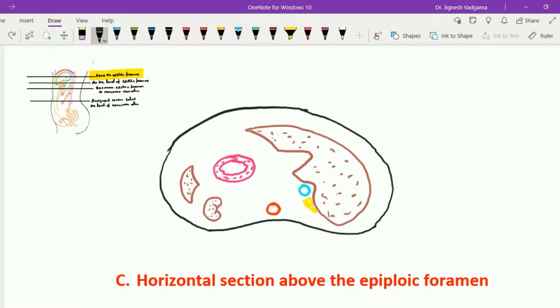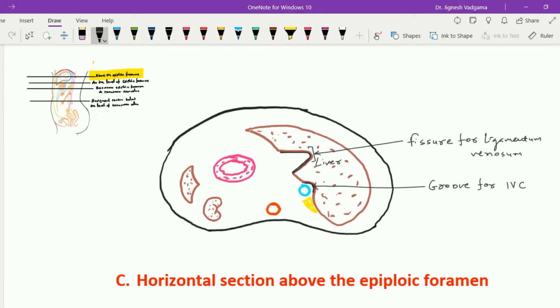Here we can see the section of the liver, and we can appreciate the fissure for the ligamentum venosum. The inferior vena cava is plastered on the posterior surface of the liver. So these two structures, the fissure for the ligamentum venosum and the groove for the inferior vena cava, are features of the posterior surface of the liver.